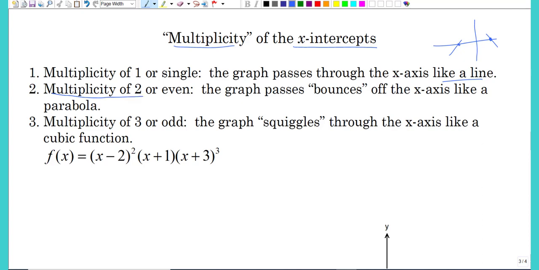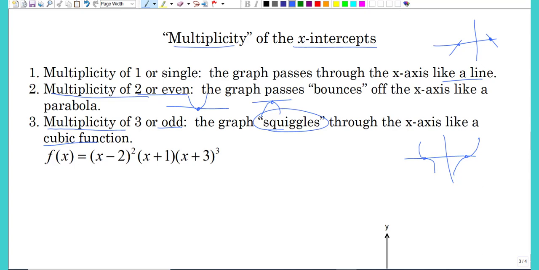If it's a multiplicity of 2, or an even multiplicity, then the graph bounces off the x-axis like a parabola. So it could come down and go back up, or do that. It does not cross the x-axis, it does touch it in that one point. But if we have a multiplicity of 3 or odd, then we squiggle like a cubic function, like x cubed. So it could look something like this or like this. You need other information in the graph to know which way it goes.